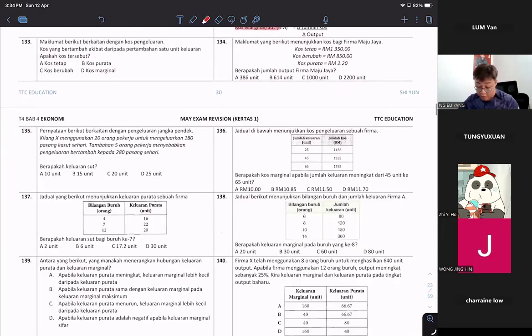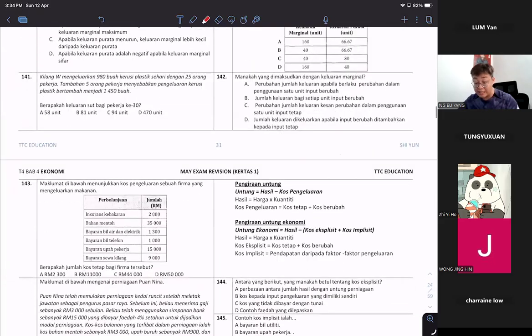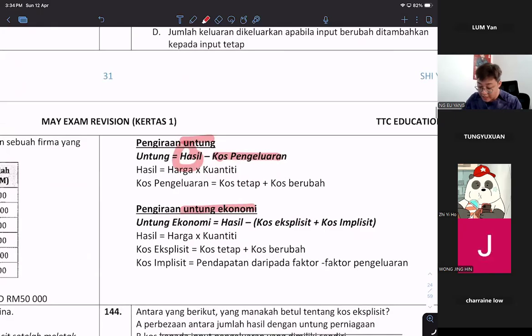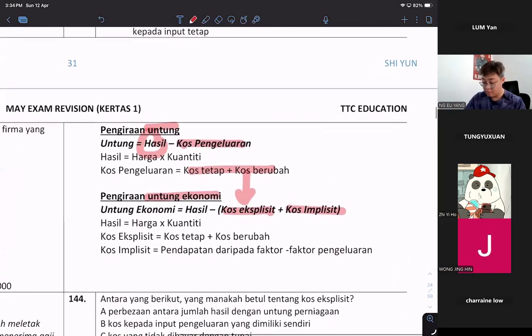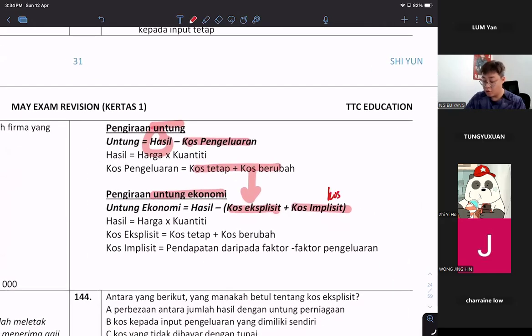And then the last item for your form 4 is your externality. So we have untung also. So guys, untung is using hasil minus the cost pengeluaran. But if this is untung ekonomi, cost explicit is your jumlah cost. So implicit is cost overhead. So what's cost overhead? Cost sampingan. What's cost sampingan? It is the untung yang kedua terbaik that you are letting go.